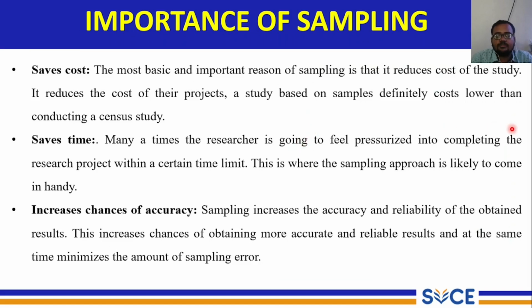Why is sampling very important? It is because it saves cost. First, it saves time, and more importantly, it increases the chances of accuracy. Because of sampling, the reliability of the results can be very high. Hence you can also increase the chances of obtaining more accurate and more reliable results without compromising the cost, which means that the amount of sampling error is minimized when you are going for sampling.